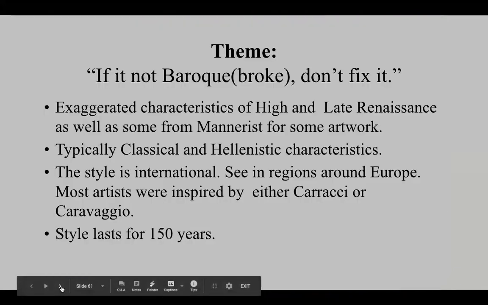Okay. So the theme for Baroque: if it's not Baroque, don't fix it. It's of course a really bad joke here, right?